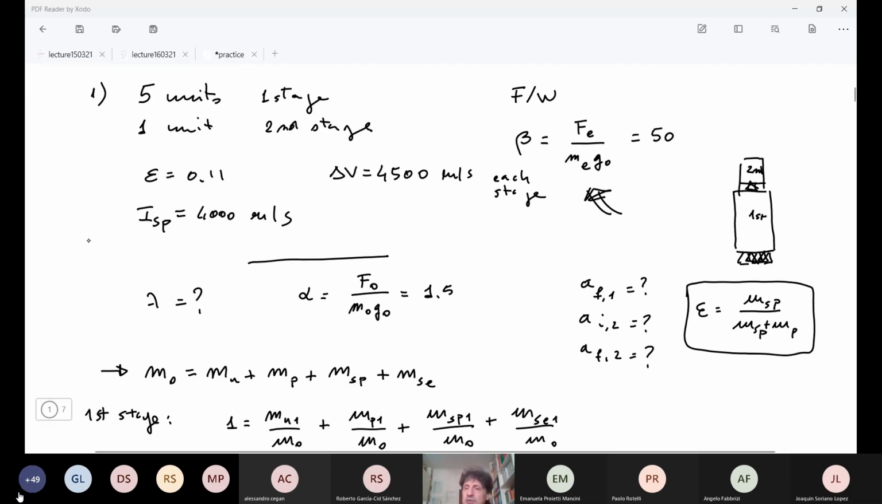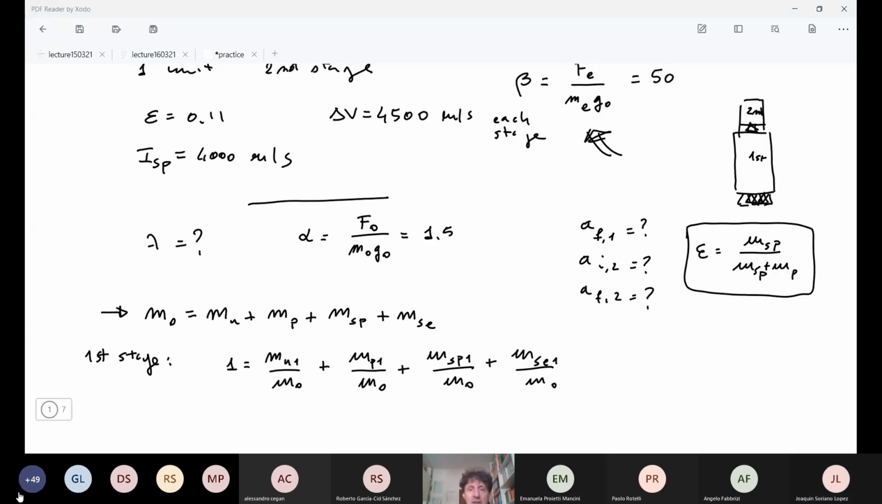And we have also talked about this when we have seen different ways of considering the effect of staging, where you have one term which is proportional to the thrust level and another term which is proportional to the propellant mass. Does it clarify? Yes, thank you.